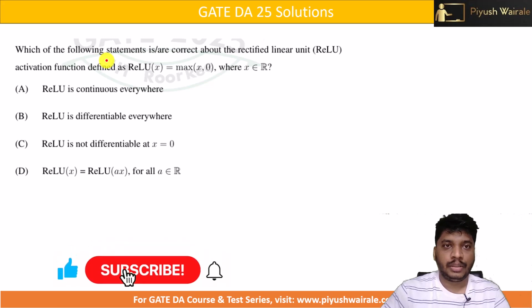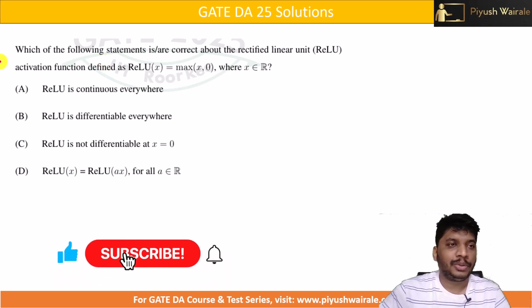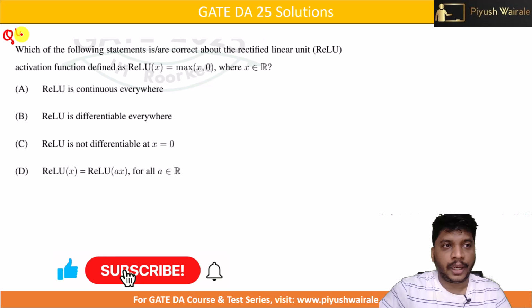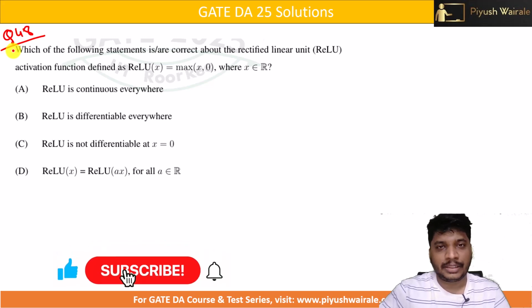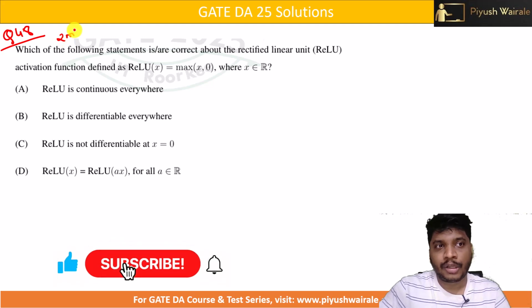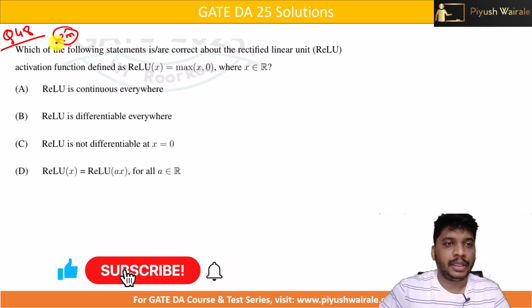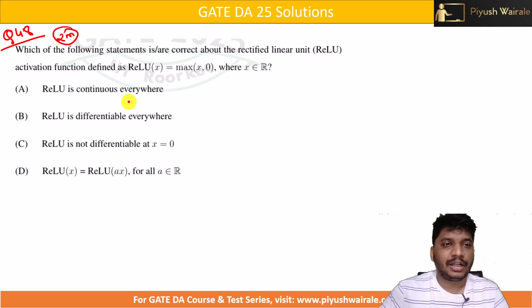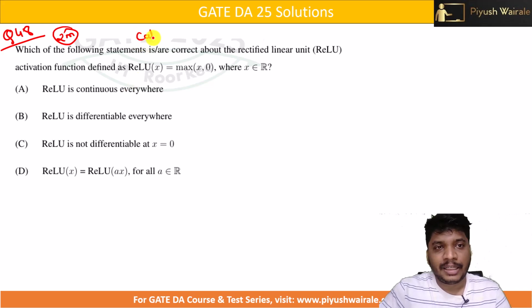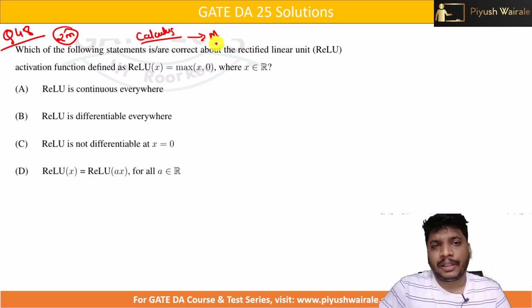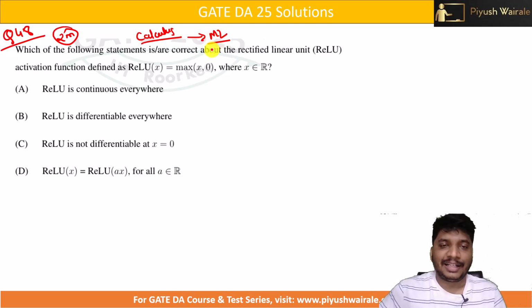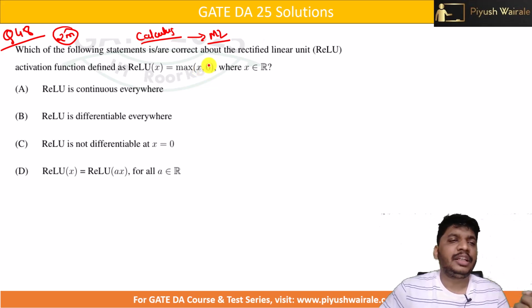Hello everyone. So in this video, we are going to discuss question number 48 of the GATE DA25 exam. Simple question, but it was asked for 2 marks here. This question looks like a question from a calculus subject, but it is related to a machine learning topic as well. So let's read the question.